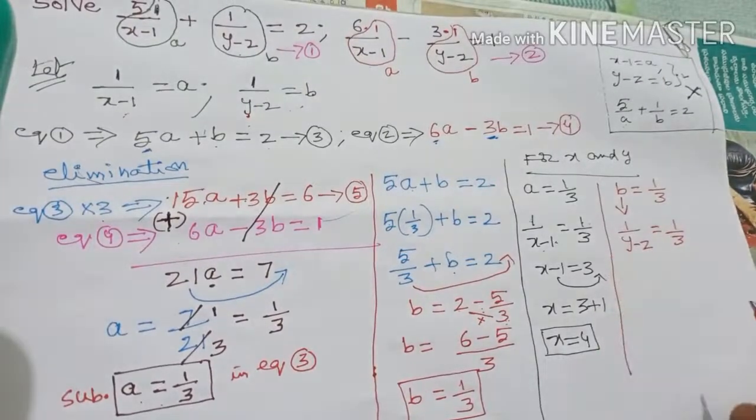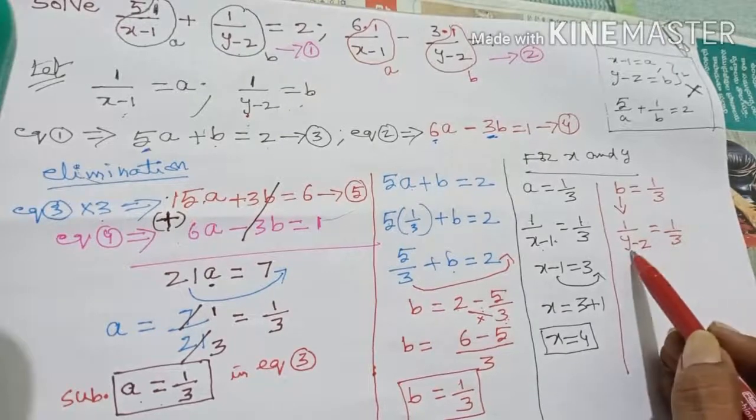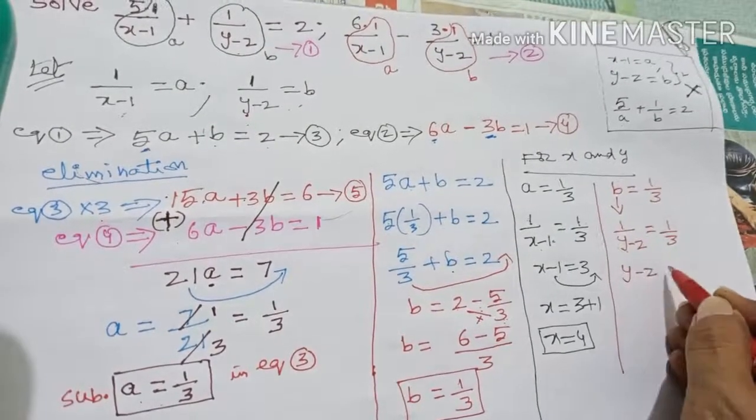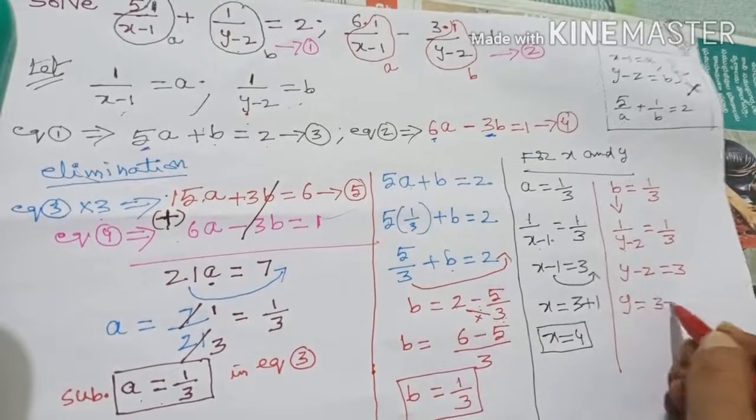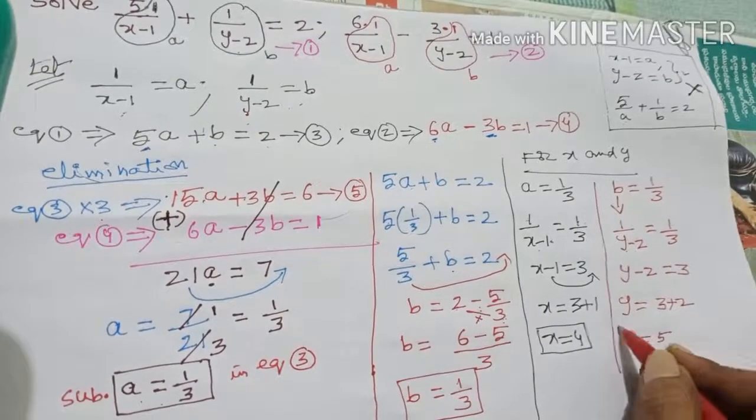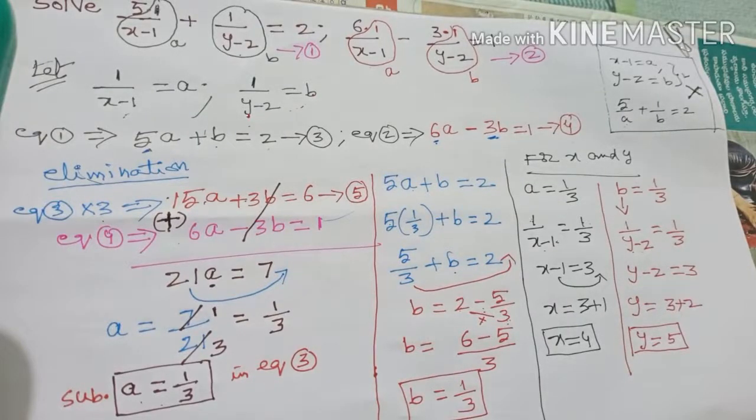So, similarly here also you can find both numerators are equal. Therefore, denominators should be equal. Then it happens y minus 2 is equal to 3. Then y is equal to 3 plus 2. Therefore, y is equal to 5. Now, I will get both the values of x and y.